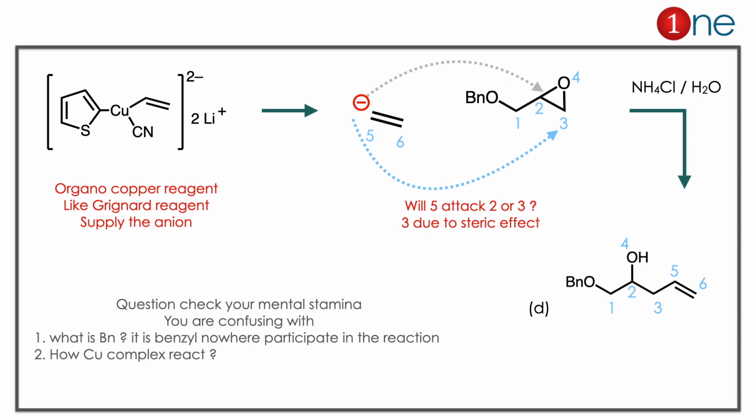Here you have to learn two important things. One is the reagent. Whenever you see a reagent, think very basically and find its role. Here the basic role of the reagent is anion formation. It is like a Grignard reagent. The second thing is ring opening of the epoxide. It always occurs at the less sterically hindered or less crowded position.